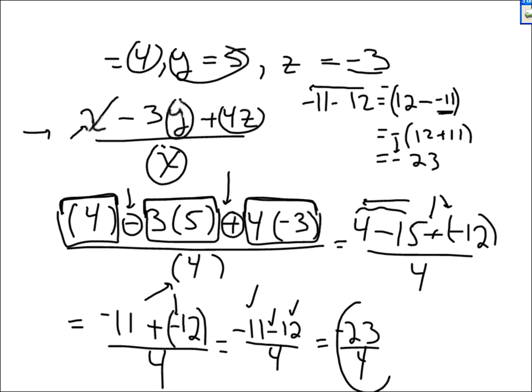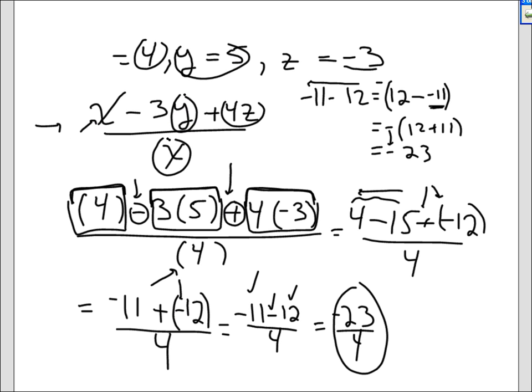Then you should ask yourself if you can reduce that. The answer is no. And you should ask yourself, can you clean up the sign? A negative divided by an understood positive is a negative. So saying negative 23 over 4 is fine.